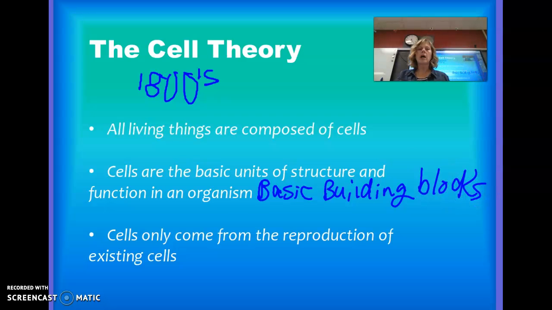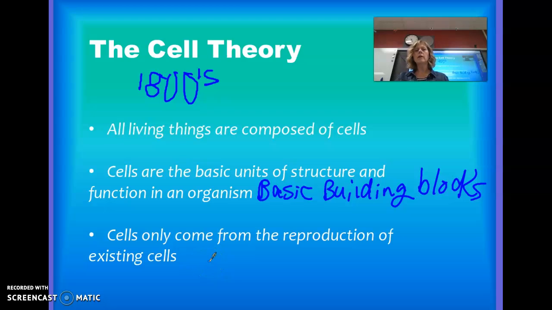So the basic building blocks of living things. All of our tissues, for example, are made of cells. Our hair made of cells, our teeth made of cells, our bones made of cells, and so forth. So they're the basic building blocks of all living things, whether we're talking about plants or animals. Cells only come from the reproduction of existing cells.